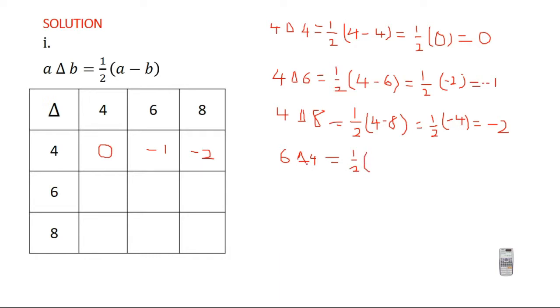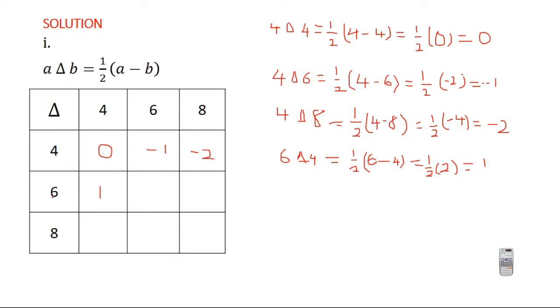This time 6 is the first one, so 6 is now A. So you replace A with 6, so 6, then minus B is now 4, so 4. You are going to get 1 over 2 into bracket 6 minus 4 is 2. So we are going to have 1 over 2 times 2, and that will give us 1. So 6 delta 4 will give us 1.